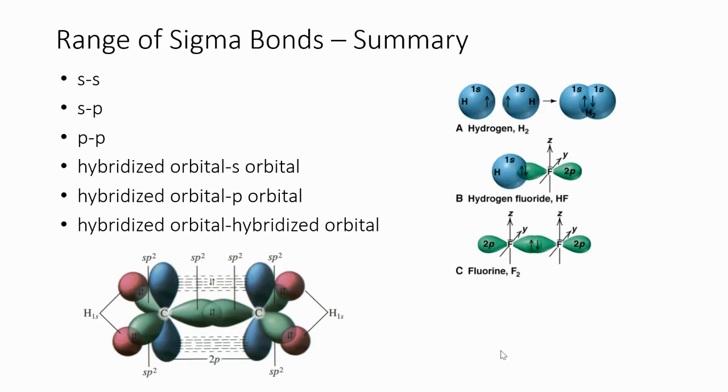So here's a summary of all of the different types of sigma bonds covered. So an s orbital to an s orbital, a p orbital to a p orbital, a hybridized orbital to anything. So that can include an s orbital, a p orbital, or another hybridized orbital.